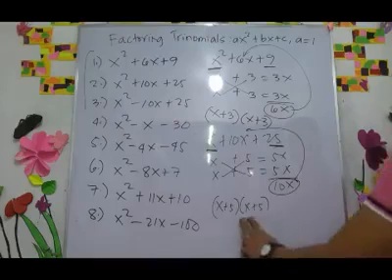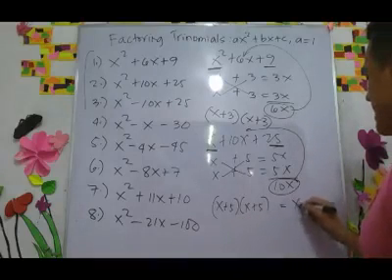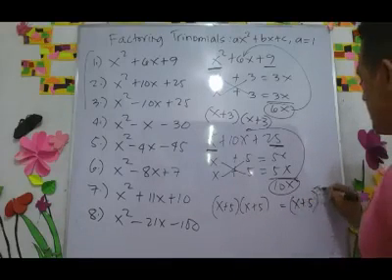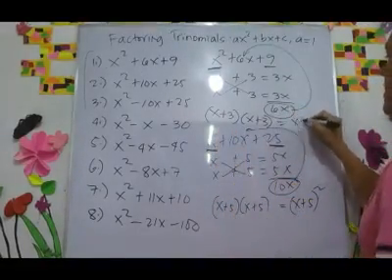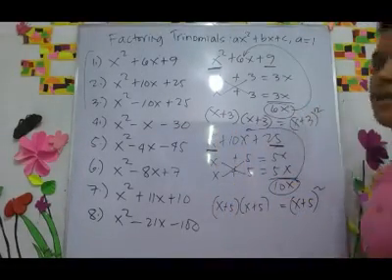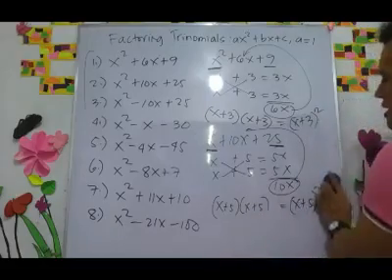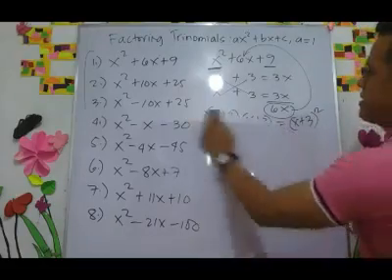Now, this is a perfect square trinomial because this can also be written as x plus 5 squared. Okay? Squared because the factors are the same, like this one, x plus 3 squared. Okay? There you go. Next one.